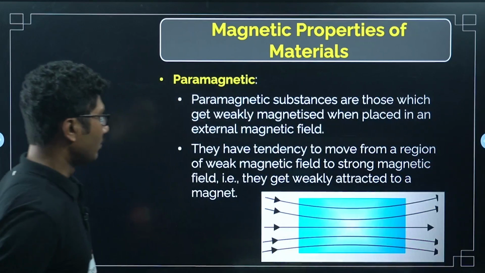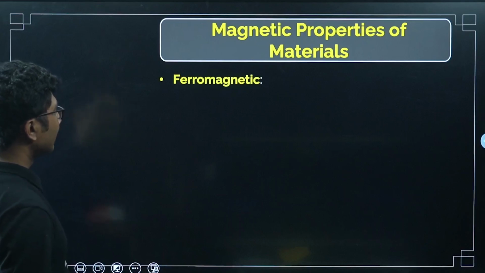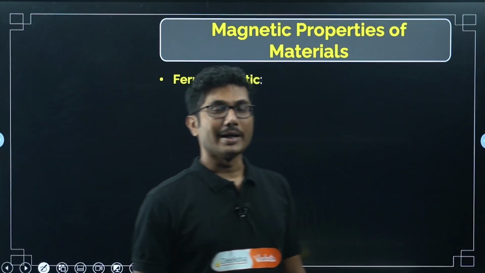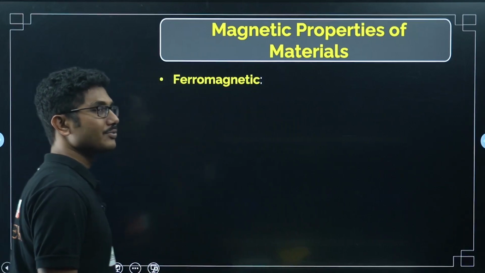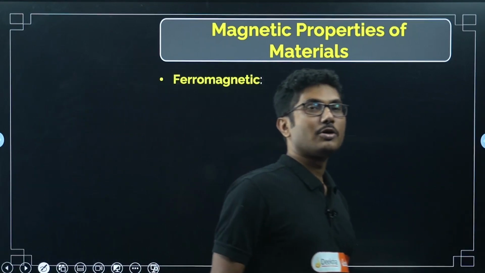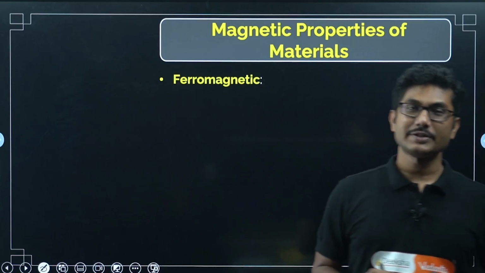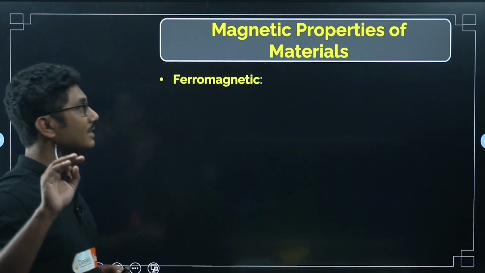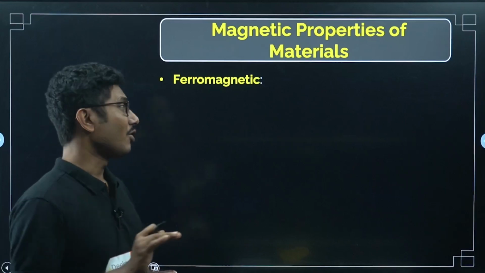Okay, now what else? Last but not the least is ferromagnetic. Now one important example of a paramagnetic substance is the oxygen molecule. Oxygen molecule is a paramagnetic substance. There is an explanation for that, but I am not going to discuss that. The discussion may happen in your chemistry, but not in physics class.